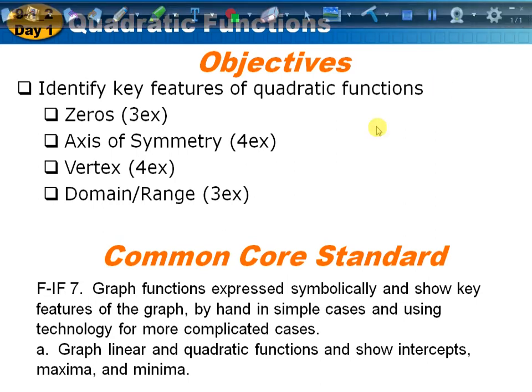Today's lesson is lesson 9-1, 9-2, day 1. And our objectives for today's lesson are to identify key features of quadratic functions, including the zeros, the axis of symmetry, the vertex, and the domain and range.